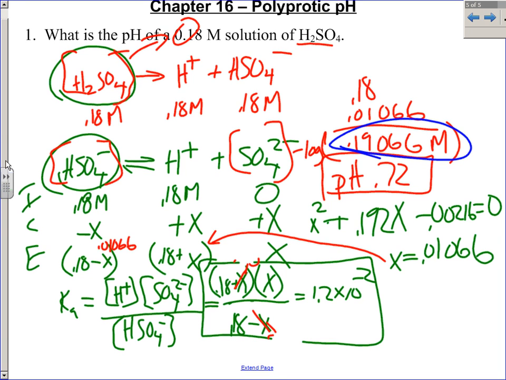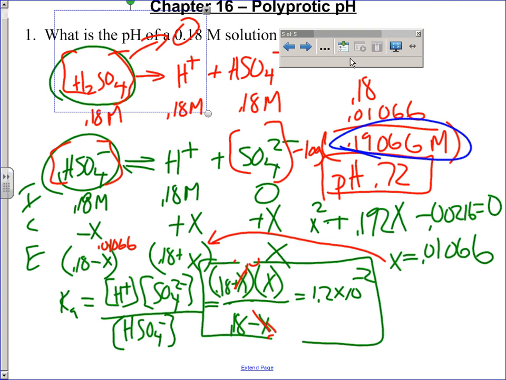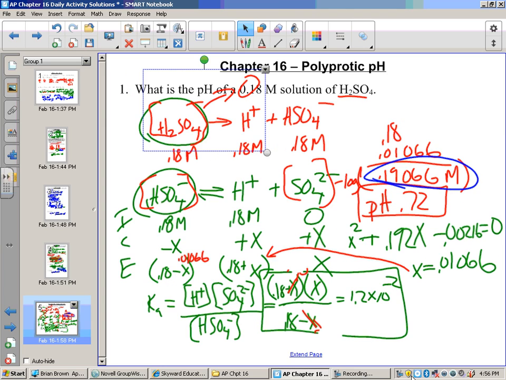But the actual place they asked us to go with this was what was the pH? And that finishes the solutions to the daily activities we did for chapter 16.